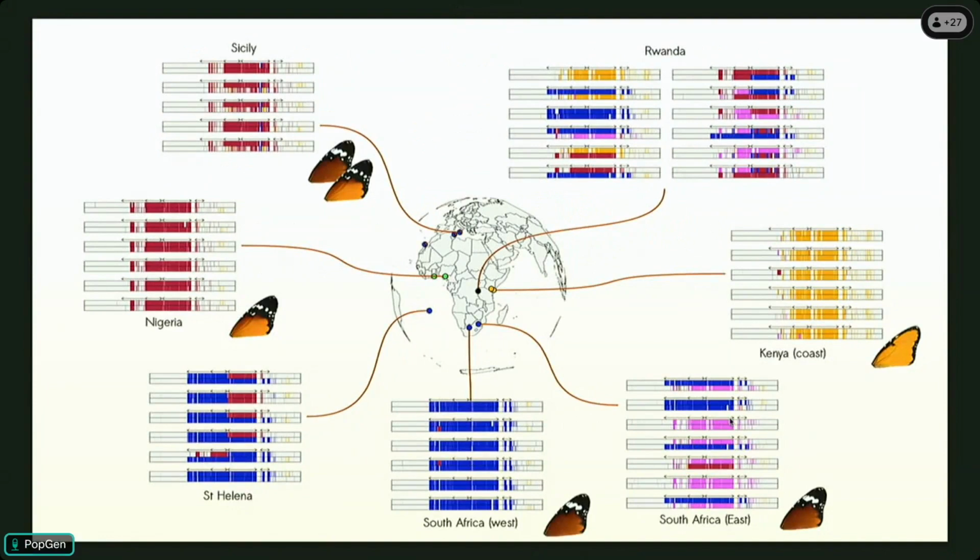When we plotted differentiation along the genome, or genetic divergence rather, we found that it was actually most closely related to the East African one, which we call the Klugii haplotype, even though its phenotype is most similar to South Africa. So I suspected that perhaps the origin of this haplotype involved recombination.